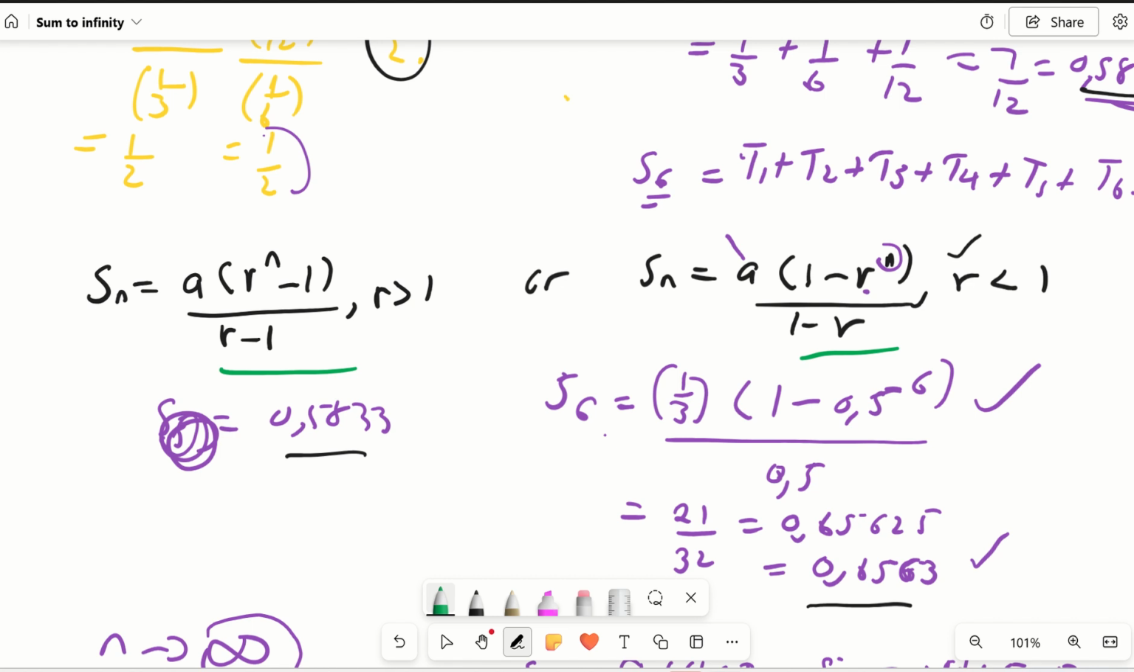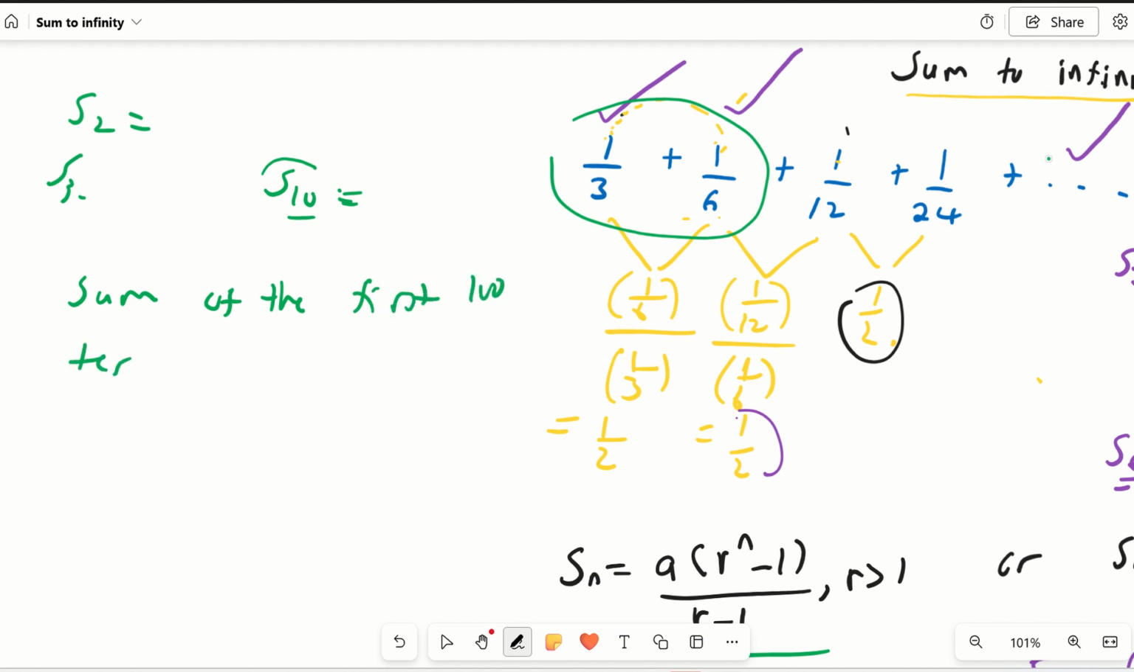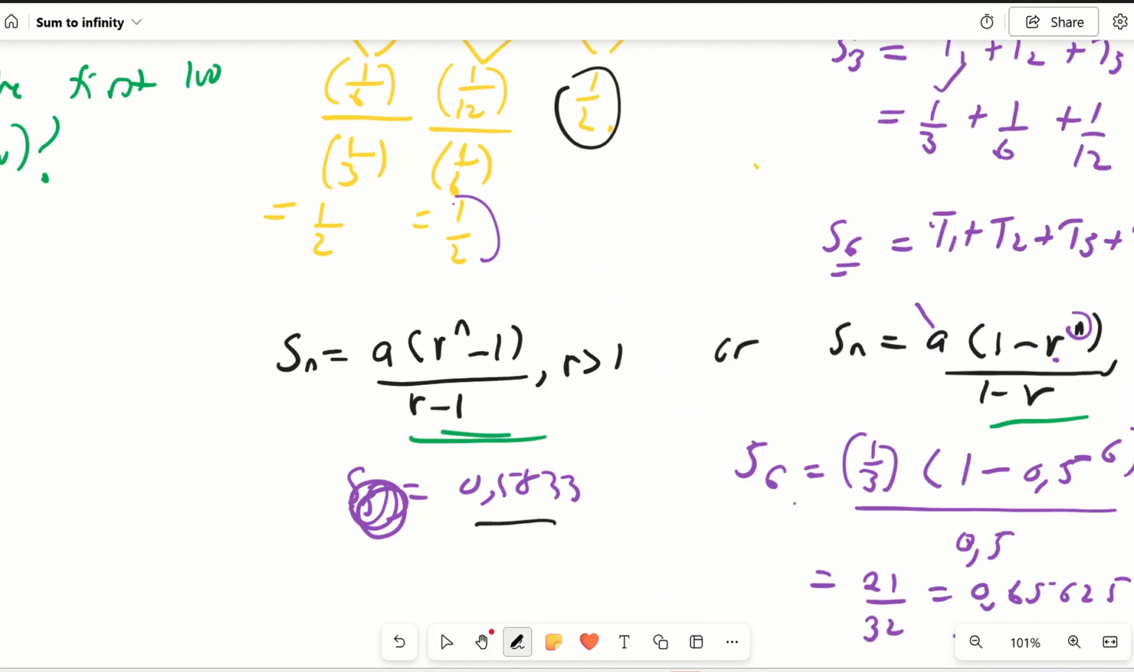Now, instead of them saying what is the sum, it could be a question: sum of the first 100 terms. That's basically them asking S100, ne? You'd use this formula in this case because our R is less than 1, right?